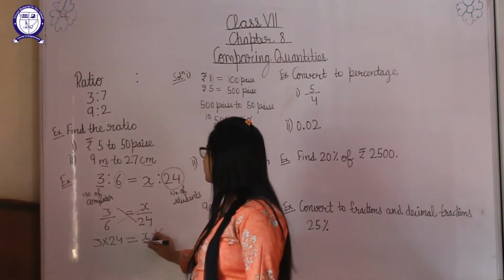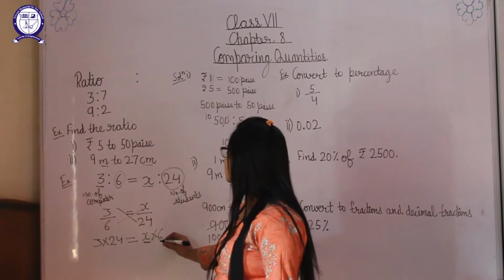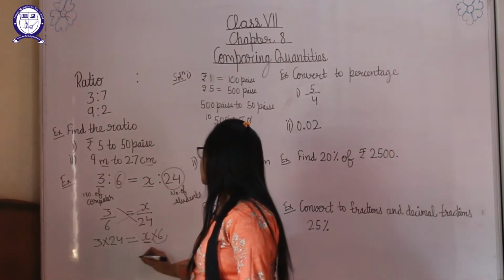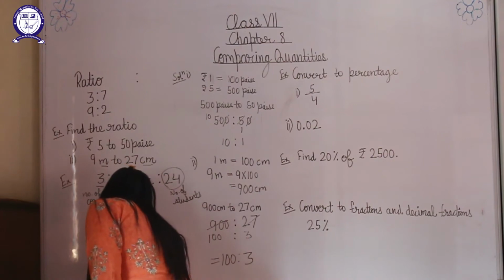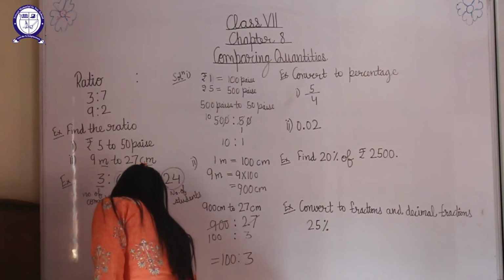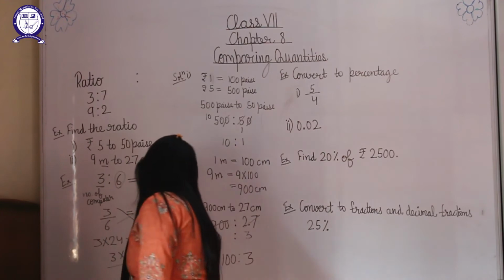Now as we have to find the value of x, this 6 is in multiplication, so on that side it will be divided. So 3 times 24 divided by 6 is here, and we will get the value of x.